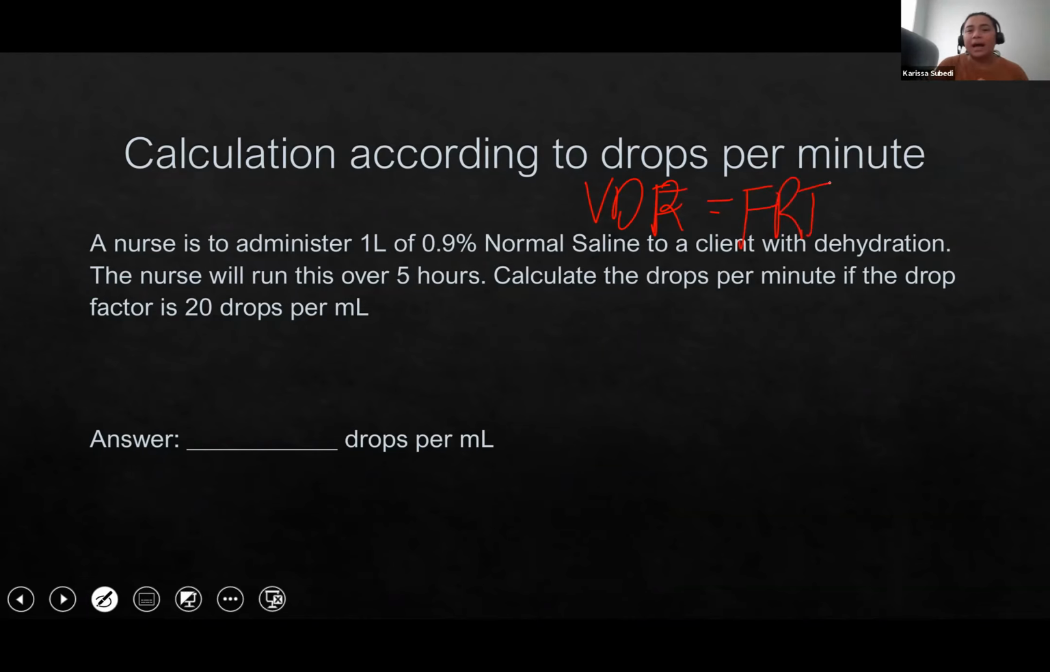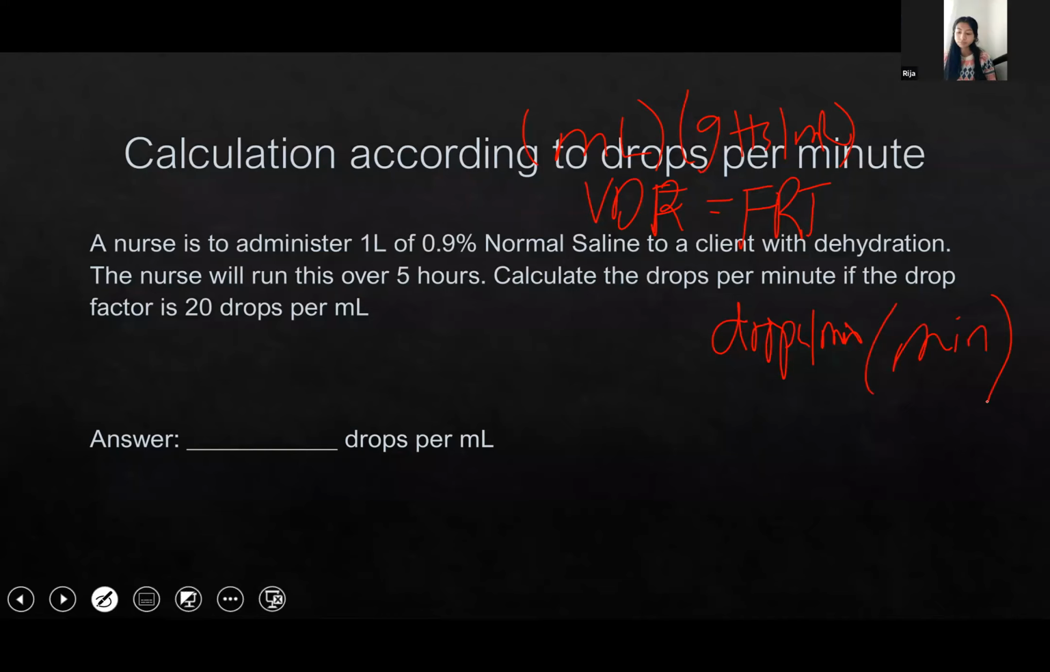Okay, so V is for volume, D is for your drop factor, FR is your flow rate, T is your time. Now for your volume, it has to be in mils. For your drop factor, it's always drops per mil. For your flow rate, it has to be drops per minute. And for your time, it has to be all the time in minutes. Okay, this is drops per minute. Okay, so let's go and check.